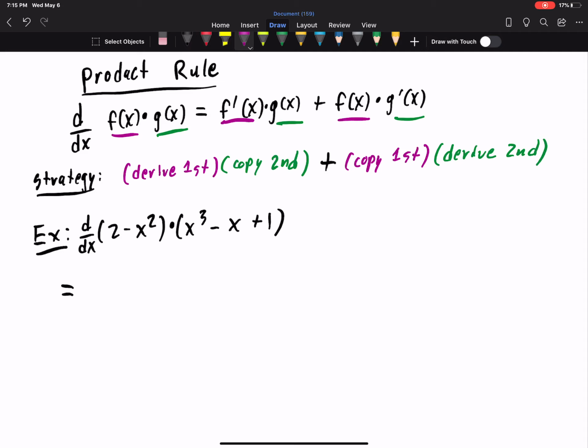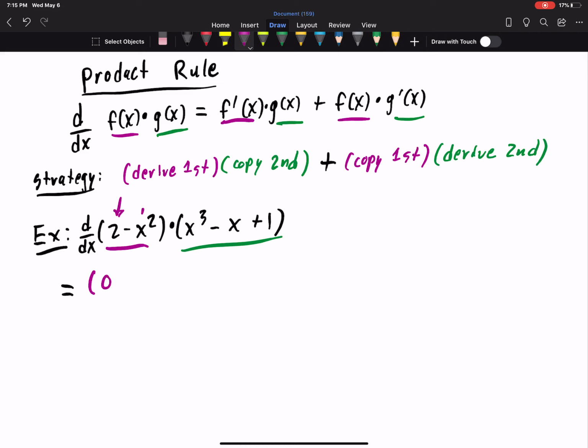First, you need to identify a first function and a second function. So then we just use the strategy. Okay, so what we do is derive the first. So we derive this 2 here, because that's what's in this first block. The derivative of 2 is 0.